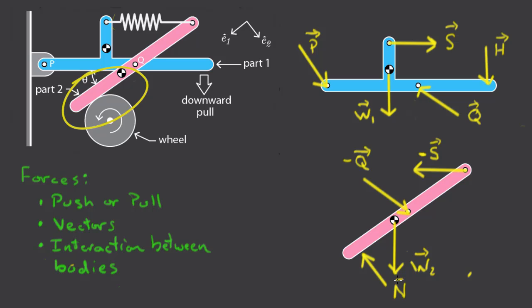So I'll call that N. Now, if these two objects were perfectly slippery, if they're coated in grease or something like that, that would be my only force. But they aren't coated in grease.